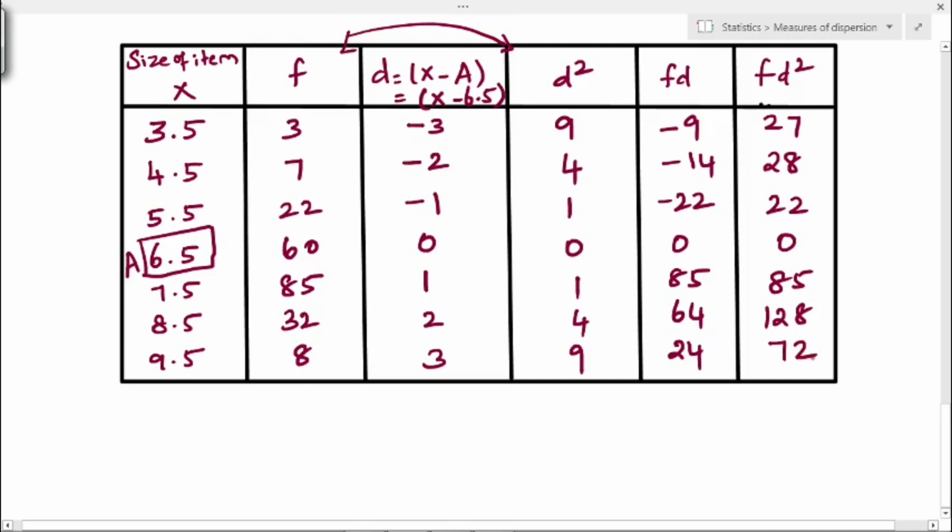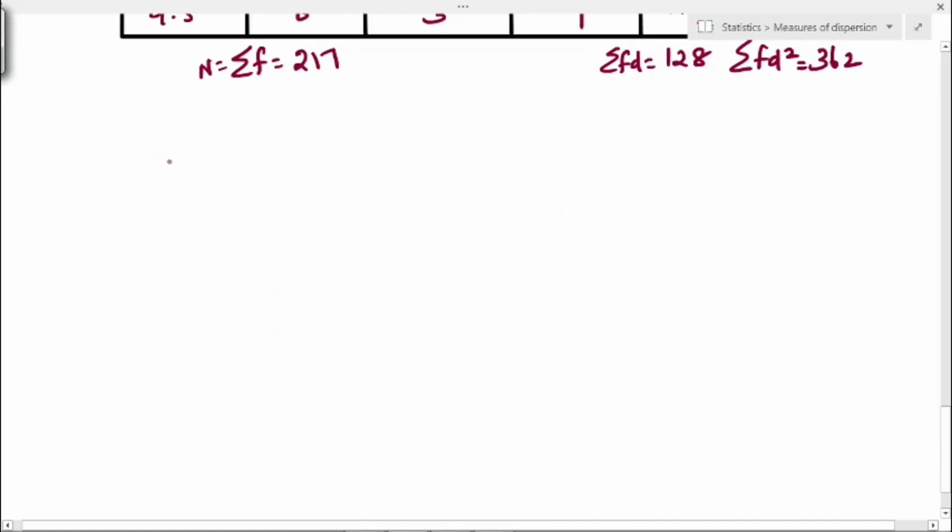Okay. Now you have to find all the total values. So first summation f total. This is nothing but n, right? Capital N. So this total is 217. And fd total. So summation fd value is 128. If you add and subtract these values, you will get 128, and this is summation fd square total, that is 362. So after finding all the values, substitute in the formula.